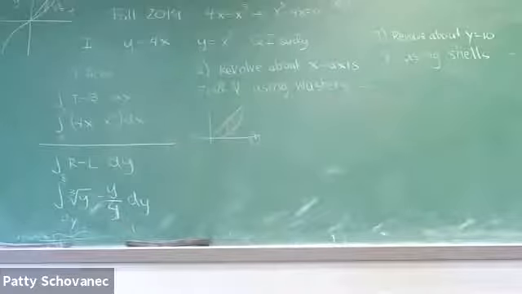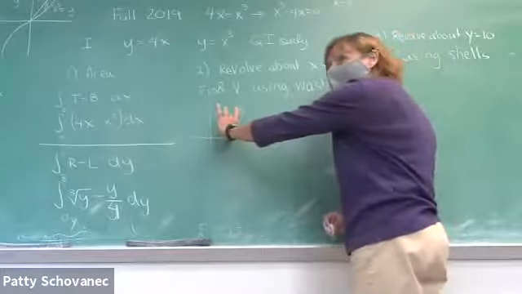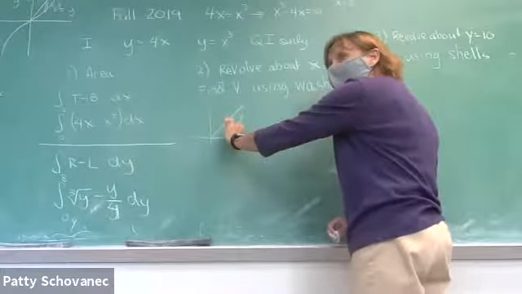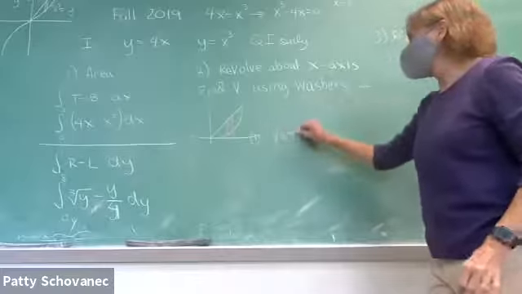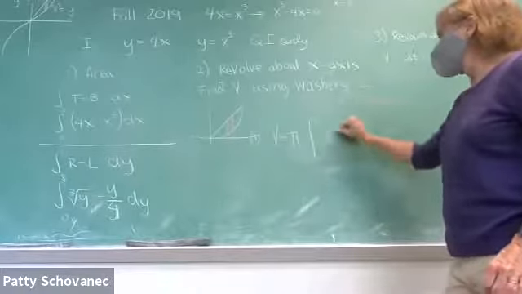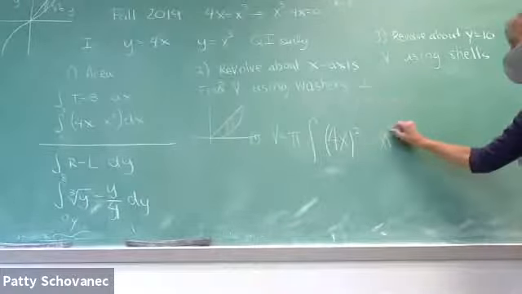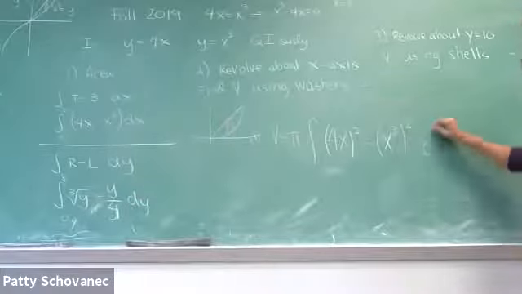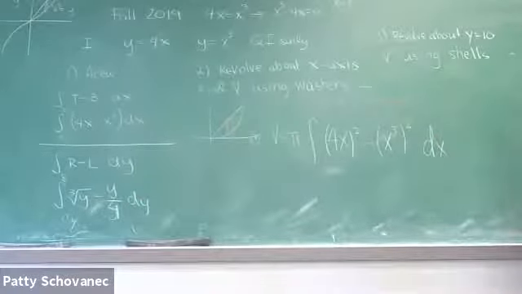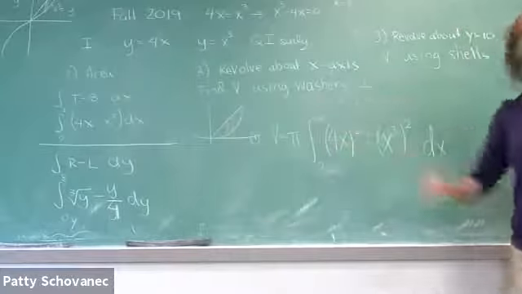So I've already got everything in terms of x. y is x cubed, y is 4x. Which one of those two equations gives you the outer radius? 4x is furthest away from the axis of revolution. So 4x is a capital R, and x cubed is the little r. So we have volume is equal to pi times the integral of outer radius squared minus inner radius squared, thickness is dx. And then we're going to follow the x's. x goes from 0 to 2.